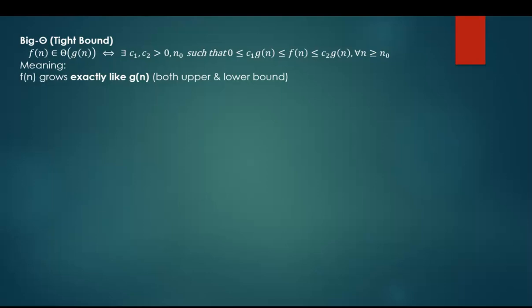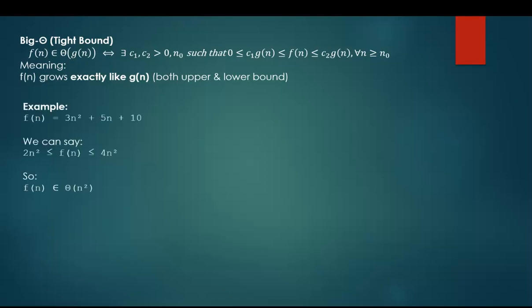The last one is the tight bound. So big theta gives you the exact growth. What does it mean? f of n is in between two multiples of g of n, right? So according to the formula, f of n grows exactly like g of n, both upper and lower bound. So big theta gives you the exact growth, meaning f of n is between multiples of g of n. So growth is exactly the same, right?